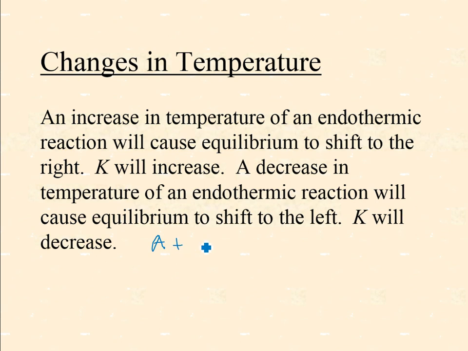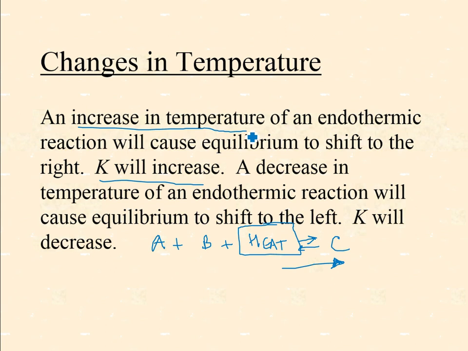You have A plus B plus energy. I'm going to put heat. This is an oversimplification. This is not thermodynamics, okay? Makes C. An increase in temperature of an endothermic reaction will cause the equilibrium to shift to the right. If we increase temperature, when heat is a reactant, it's needed, then it's going to use that heat to make products. Okay? K increases when you increase temperature in an endothermic system.